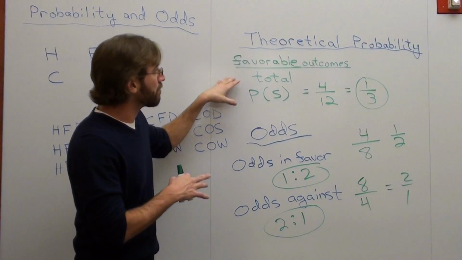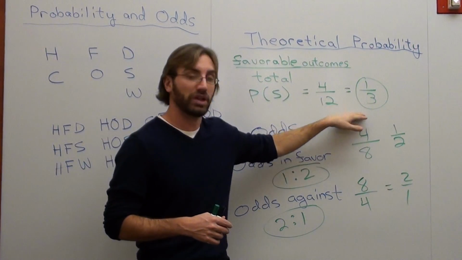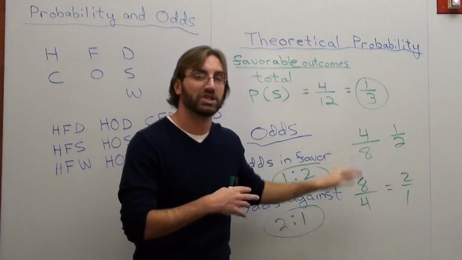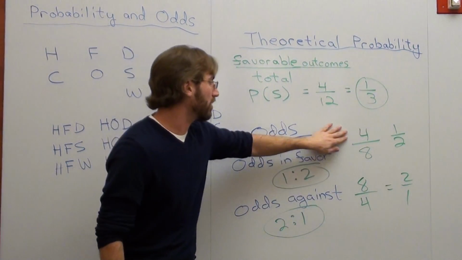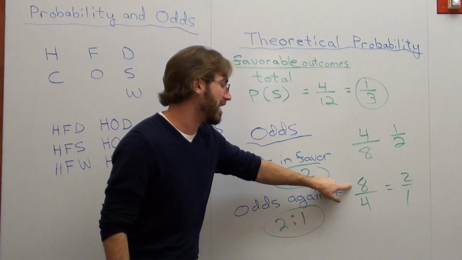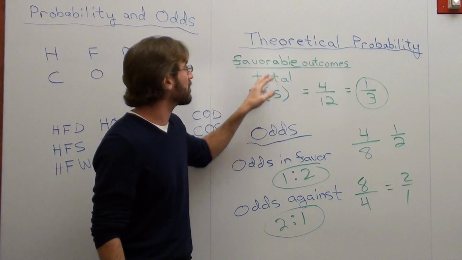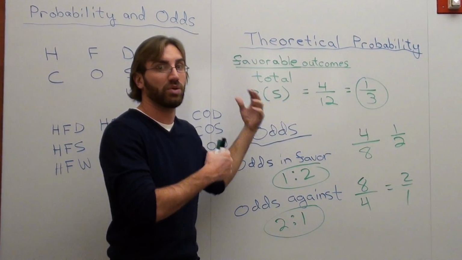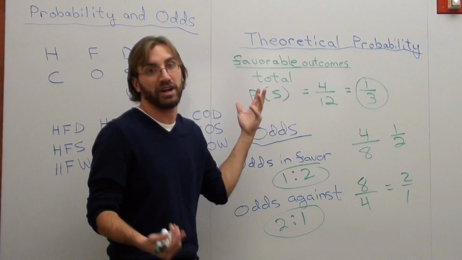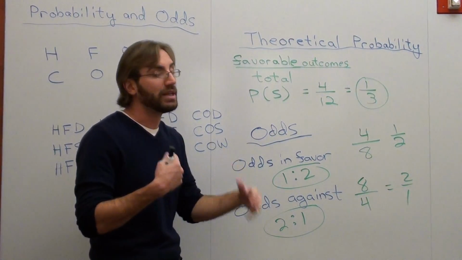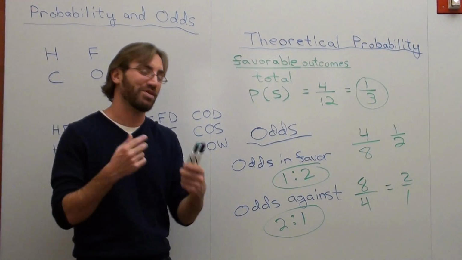It's not like probability. Probability is over total outcomes. Odds is whatever's left over. So there were 4 good ones, there's 8 left over. There were 8 bad ones, there's 4 left over. For theoretical probability, you just take whatever you're looking for and then you divide it by the total. So that is an introduction into odds and probability.